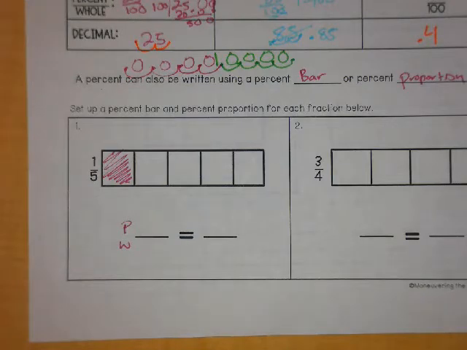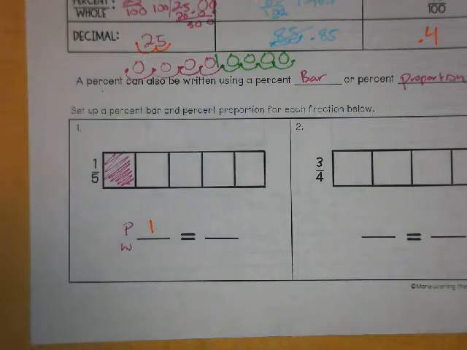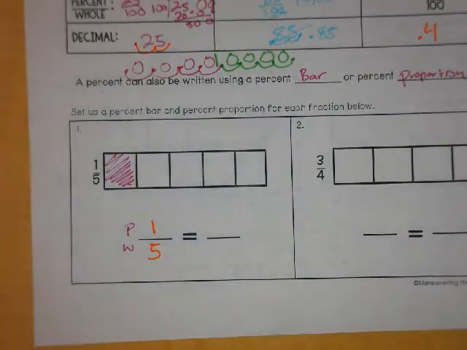Emily, 1. What would be the whole? Addison, 5. So the part to whole relationship with the fraction is 1 to 5. 1 is the part, 5 is the whole.